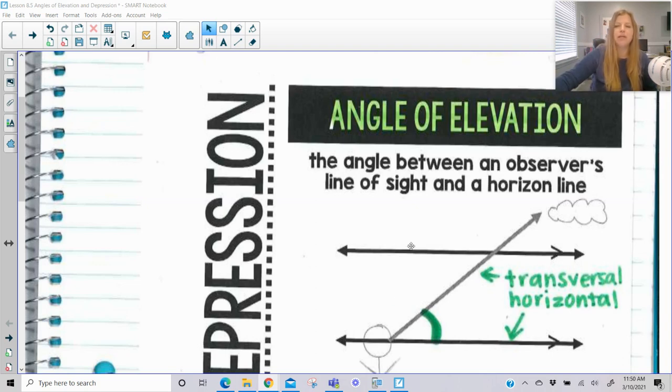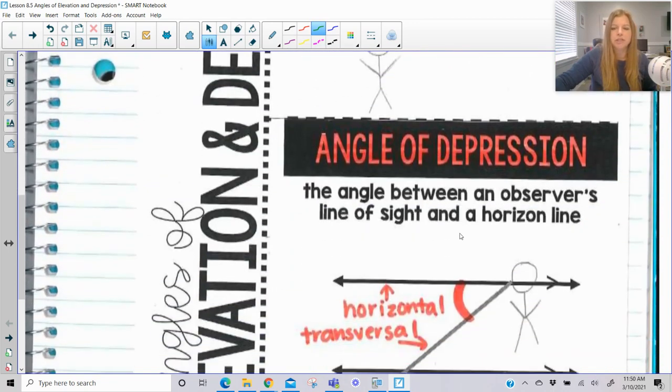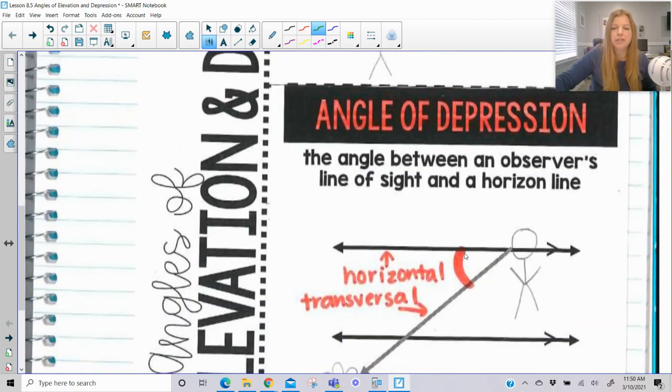Now, something you should look at is, hey, remember when we were talking about parallel lines and a transversal? Well, isn't this angle here, the angle of elevation, the same as this angle up here? And remember, those are alternate interior angles, which leads me to the angle of depression. That's actually where the angle of depression is.